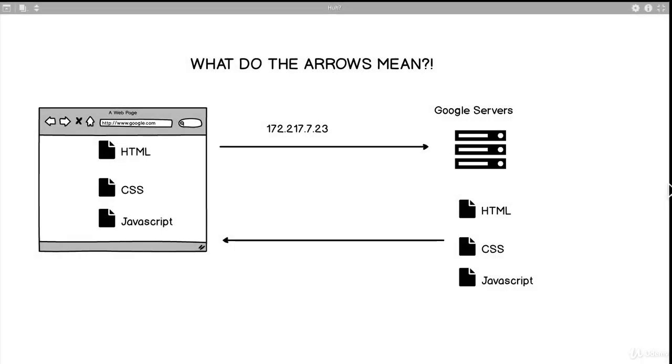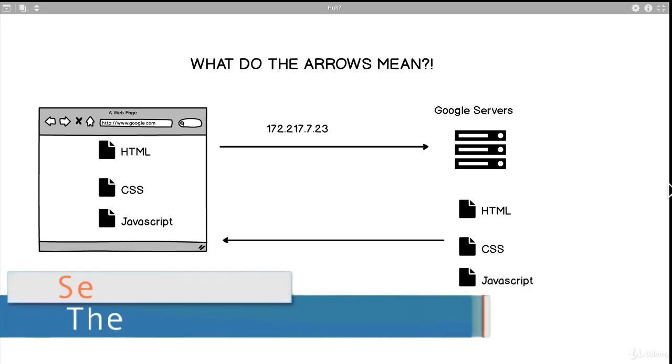Hey there, welcome back. All right, if you thought so far everything's been really, really cool, well, things are going to get a lot cooler. We're going to be talking about the internet backbone.